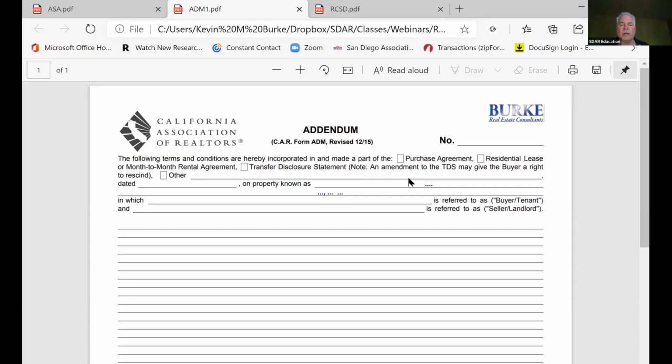All right, so we want to look at our addendum, for example. This is made a part of the purchase agreement, or the residential lease or month-to-month rental agreement, or the transfer disclosure statement. Oh boy, watch out. It may give the buyer the right to rescind.